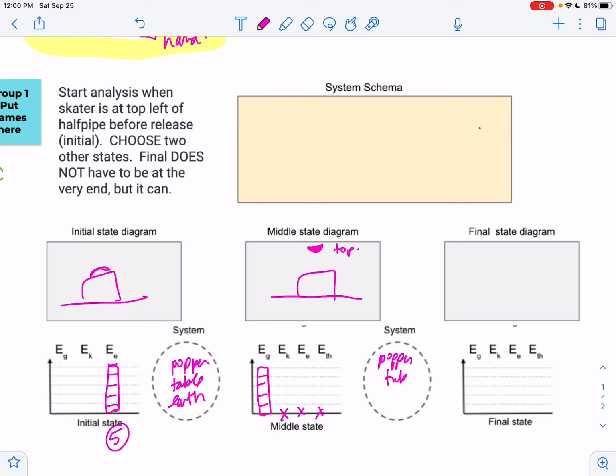Okay. And now there's nothing coming in or out of the system here. No arrows here because nothing is being input into the system. Once it's all loaded up, it kind of can go on its own. Okay. So it starts with elastic. It finally gets to the top. Okay. And then we can do any position maybe on the way back down where it'd be partially EG, partially EK.